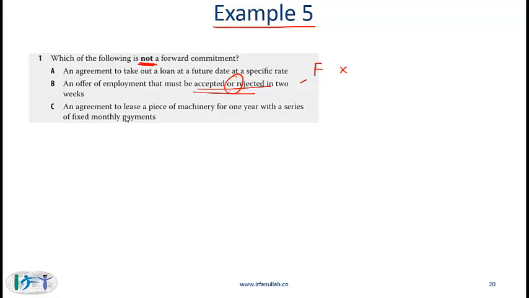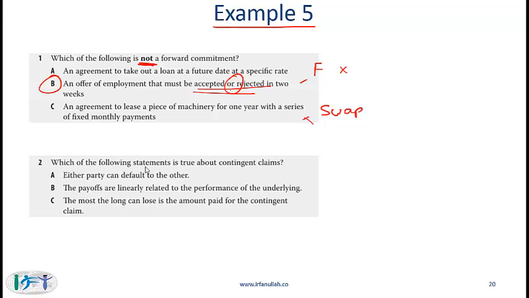An agreement to lease a piece of machinery for 1 year with a series of fixed monthly payments. This looks a little bit like a swap, which is a forward commitment and is therefore not the correct answer. The best answer is B.